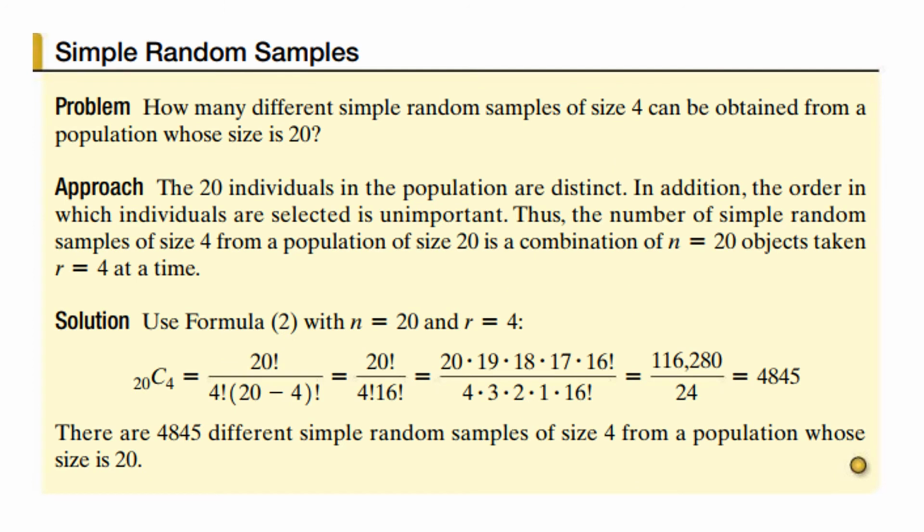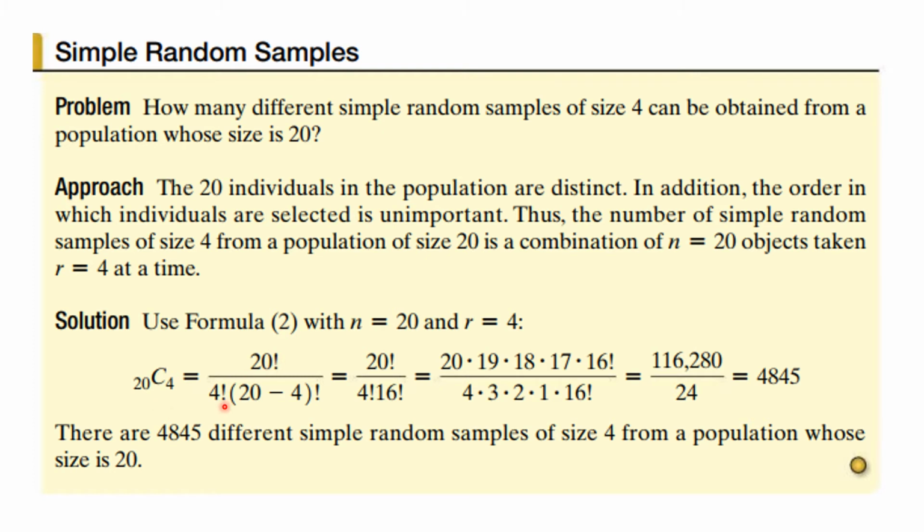Okay, so simple random samples then. The question here is, how many different simple random samples of size 4 can be obtained from a population whose size is 20? Well, the 20 individuals in the population are distinct. In addition, the order in which they're selected really doesn't matter, it just matters if they're in the sample or not. So we're going to use 20 choose 4.